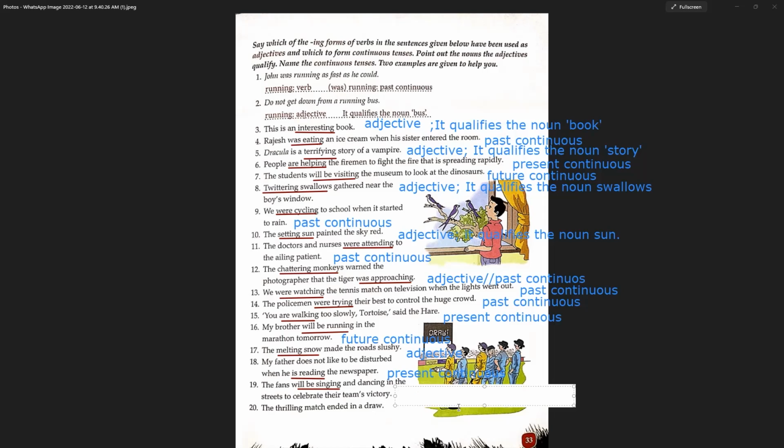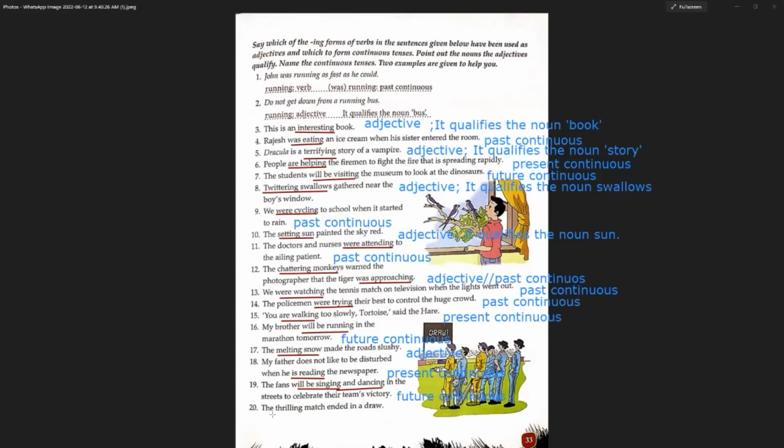What is victory? Victory is when you win, right? When you win the match. Yes, that is your victory, right? So that is future continuous. Will be singing and dancing belongs to future continuous. Okay, singing and dancing.